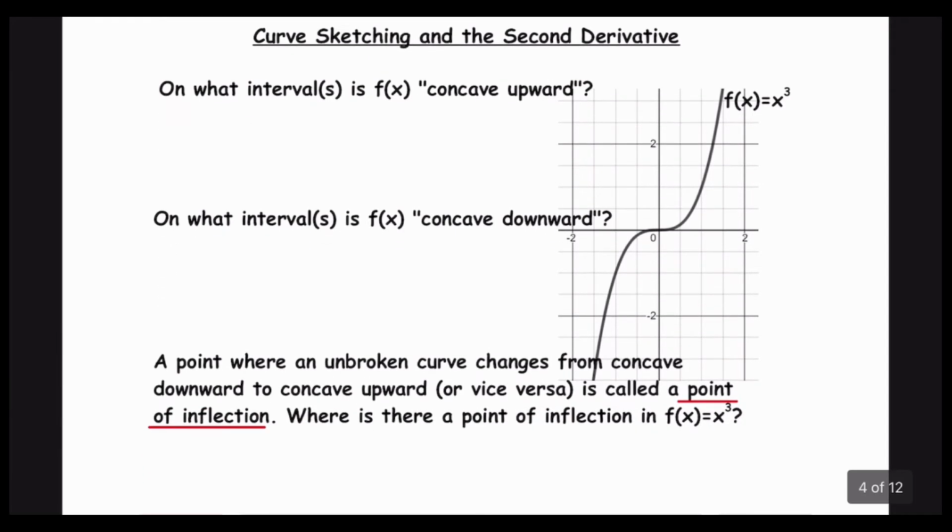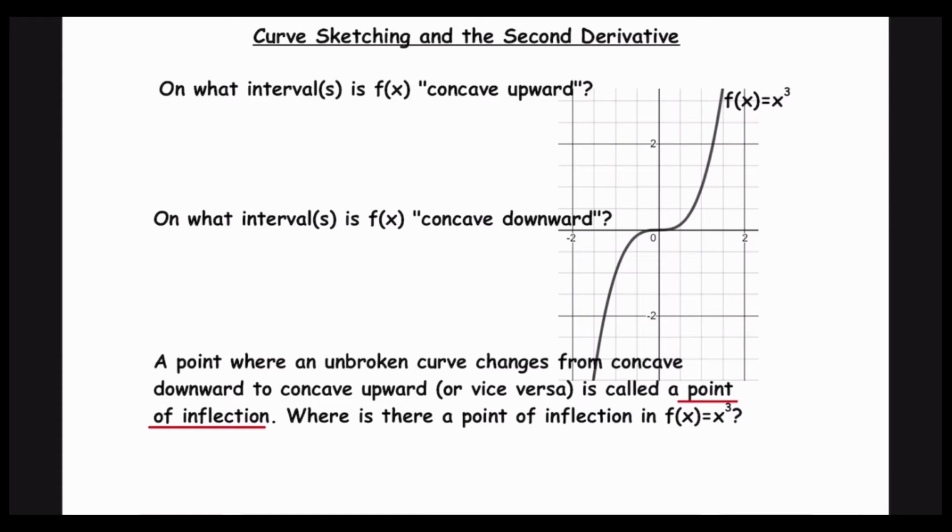All right, curve sketching and the second derivative. This question is asking us to examine the graph and answer questions about where it is concave up and where it is concave down. Let's start with our first question. On what intervals, so in which part of the graph, for what x values is f of x, so remember that's like my y value, or we can think of it as just my function, concave upwards.